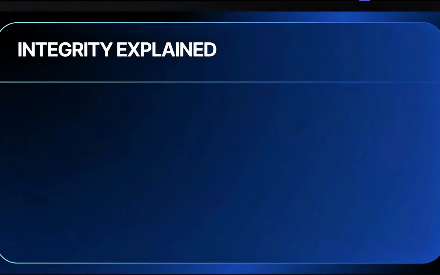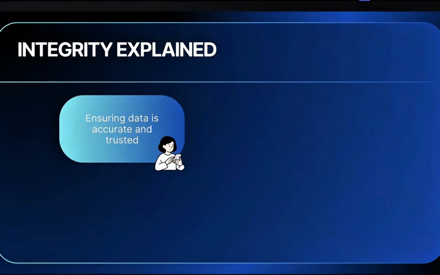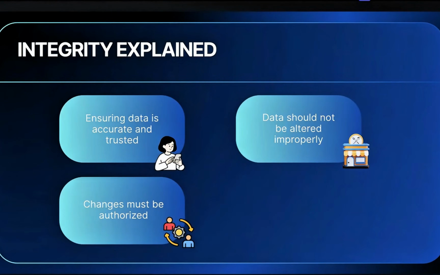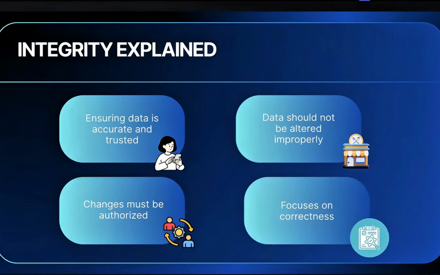Now that we are done with confidentiality, let's move to integrity. Integrity ensures data remains correct and reliable. That means that data must be accurate and trusted, and information must not be altered improperly; any change must be authorized. The focus of integrity is on correctness and consistency.